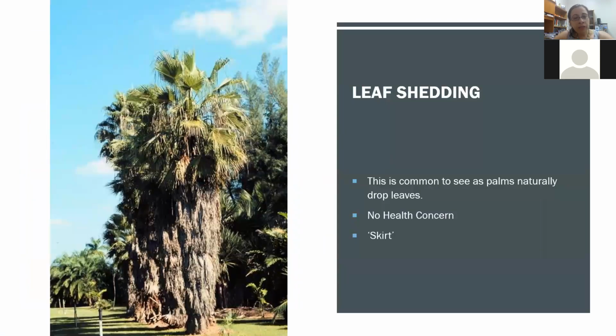So shedding leaves is up next. Palms shed leaves at different times. And it's really common to see this, what's referred to as a skirt, around certain species of palms. There's no health concern here. It's perfectly natural. Some people don't like it, so they will trim them, and that's fine if that's your aesthetic.